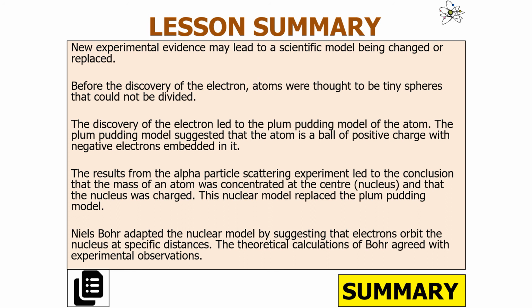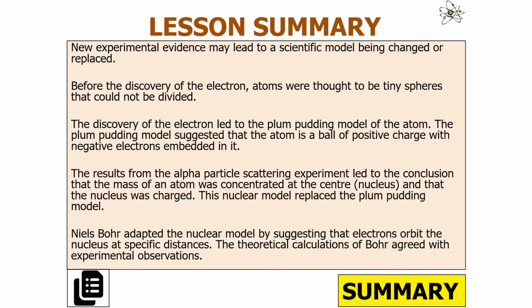Before the discovery of the electron, atoms were thought to be tiny spheres that could not be divided. The discovery of the electron led to the Plum pudding model of the atom. The Plum pudding model suggested the atom was a ball of positive charge with negative electrons embedded in it. The results from the alpha particle scattering experiment led to the conclusion that the mass of an atom was concentrated at the centre, a nucleus, and that this nucleus was charged. This nuclear model replaced the Plum pudding model.